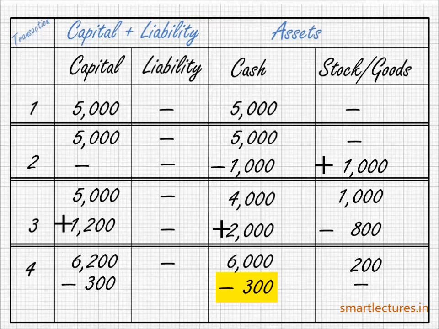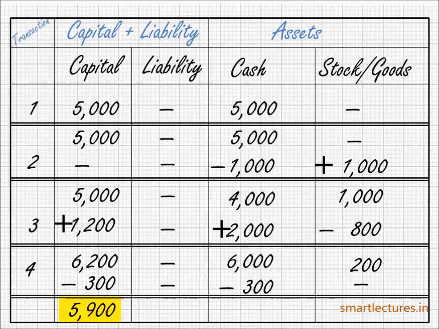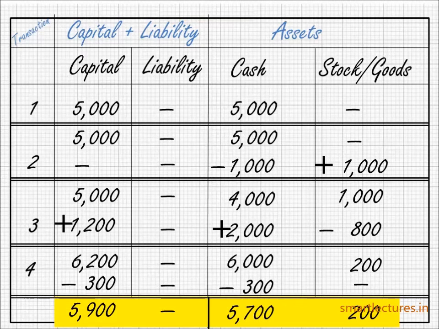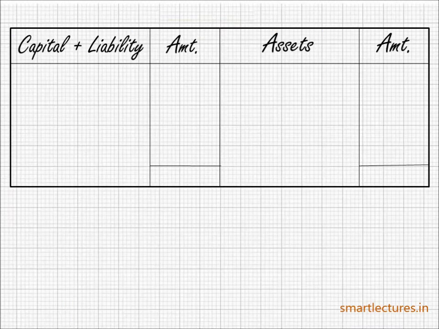So the new capital will be rupees 5,900, liabilities 0, cash 5,700, stock rupees 200. This is the last equation. And you know it very well. The last equation is converted into balance sheet.